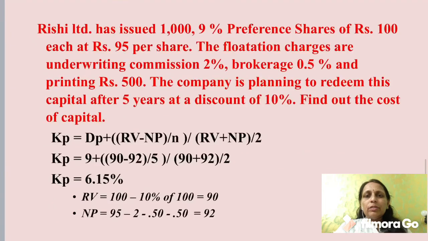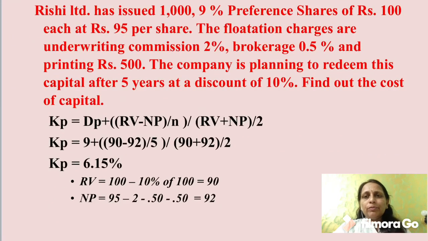Rishi Limited has issued 1000 9% preference shares of rupees 100 each at rupees 95 per share. Now, understand the language here. Rupees 100 each means 100 rupees is the face value. Now, what is the relevance of face value? Because dividend will be calculated on face value only. But at rupees 95 per share, that means the company must have given a discount of 5%, 5 rupees discount. The flotation costs are underwriting commission 2%, brokerage 0.5%, and printing rupees 500. The company is planning to redeem this capital after 5 years at a discount of 10%. Find out the cost of capital.